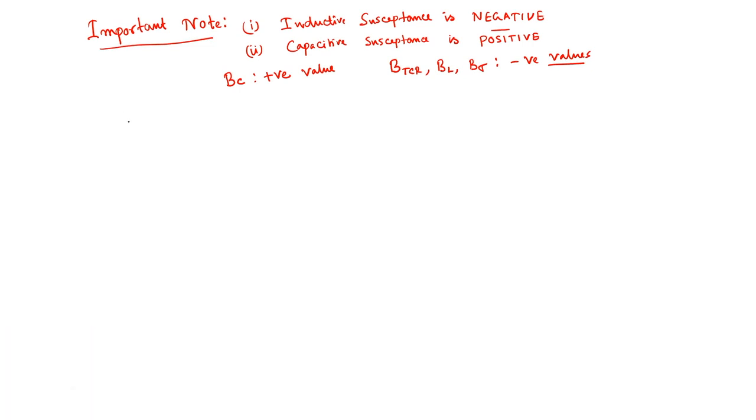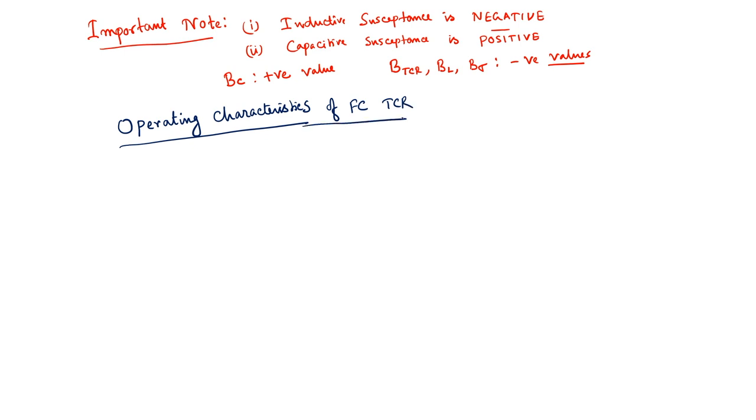Okay. Now, let us draw the operating characteristics of FC-TCR. Now, while drawing, again what we will do? We will consider this horizontal axis to represent ISVC and the vertical axis or Y axis to represent VSVC. So, this is also known as the VI characteristics of the SVC, and here the SVC is FC-TCR.